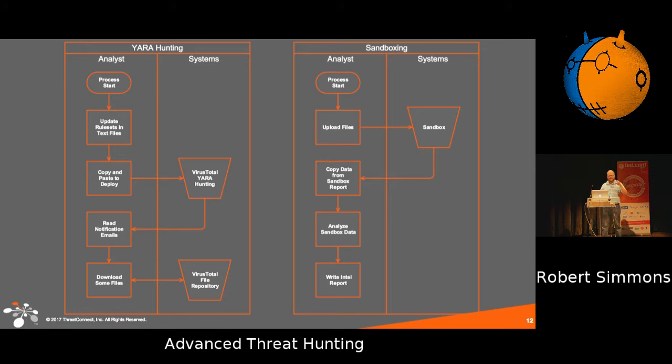And I see people taking pictures of this one. This is not the one you want to take a picture of. This is the old process. I've categorized the left part of each of these swim lanes as the things that the analyst has to do manually, and the stuff on the right is something that a computer or a system is doing for the analyst. On the left-hand side, we have the YARA hunting, which we do.